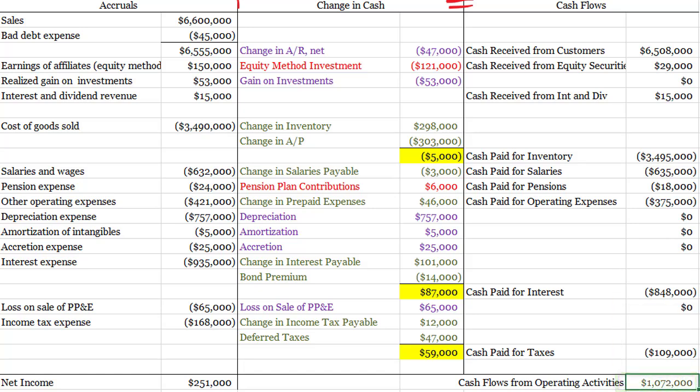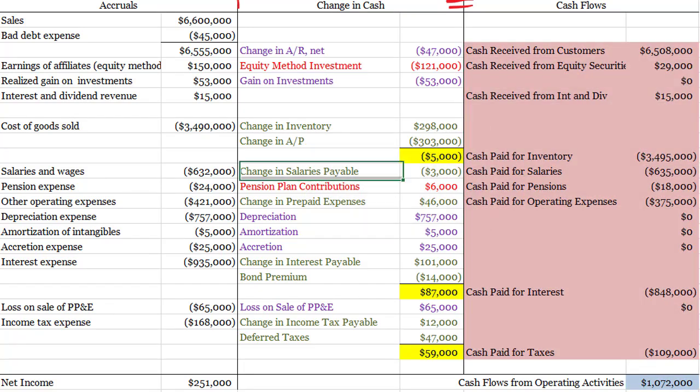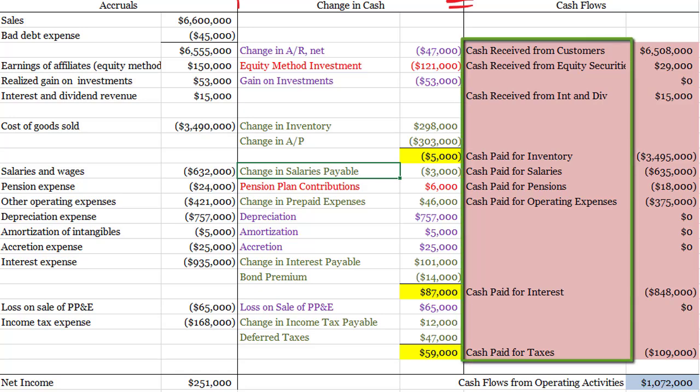I'm going to mark that in blue. And these line items give me a direct style statement of cash flows. That's what I would show in my direct style. Cash received from customers, cash received from equity securities, cash received from interest, cash paid, etc. That's a direct style. But the worksheet's not done.